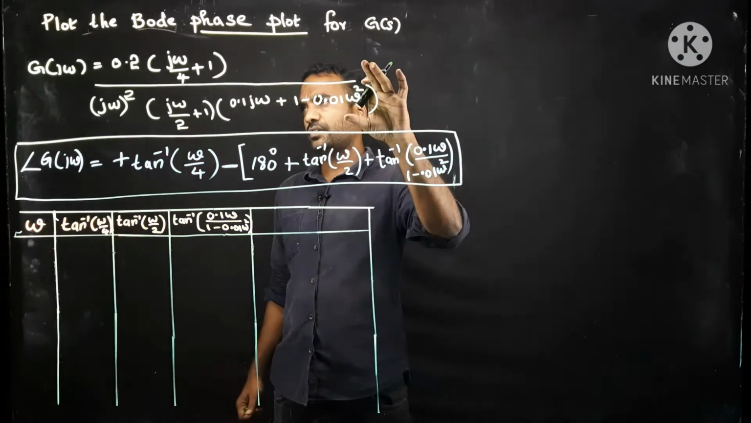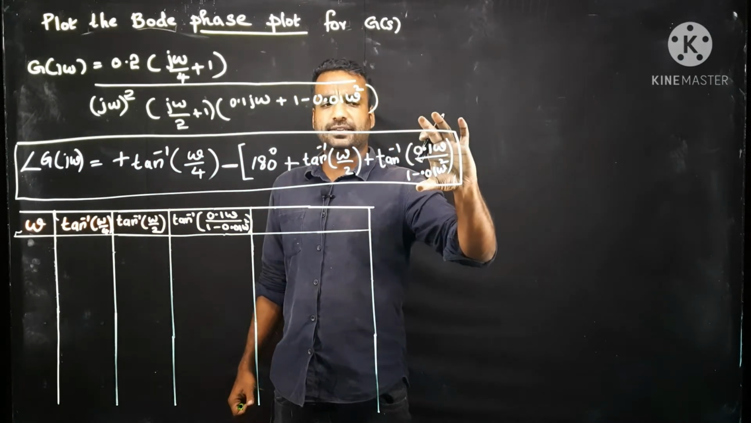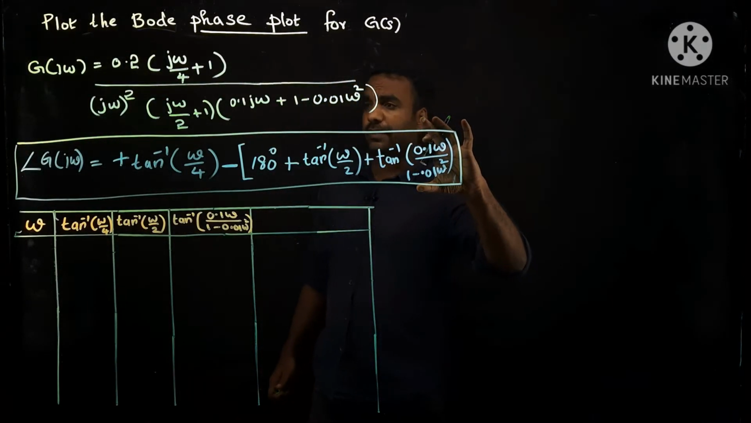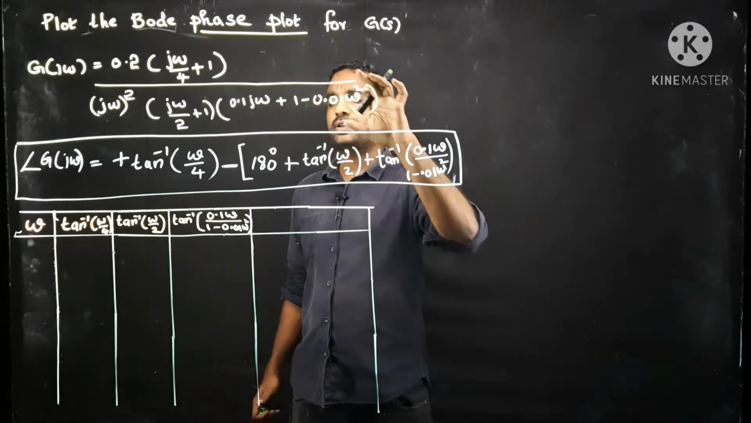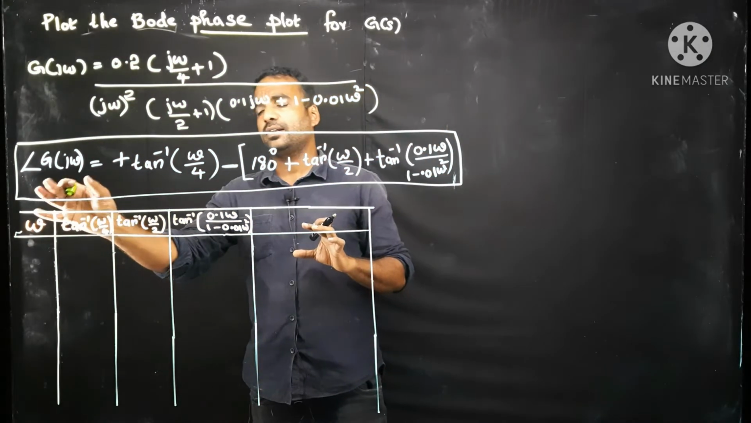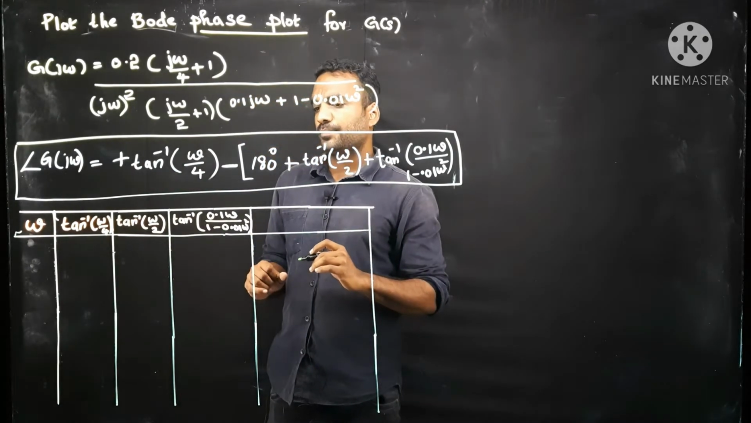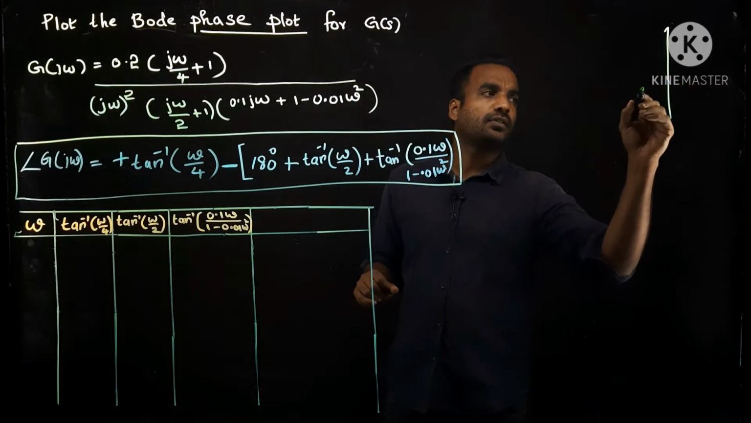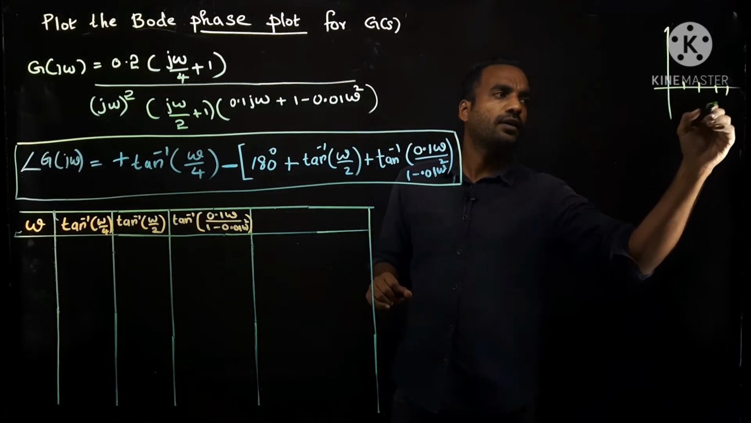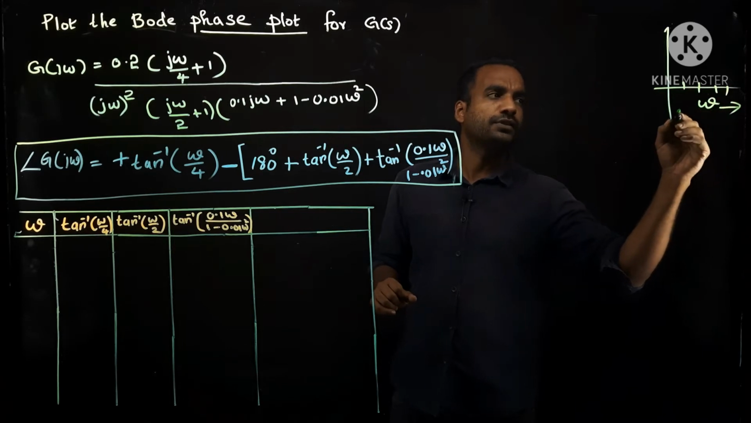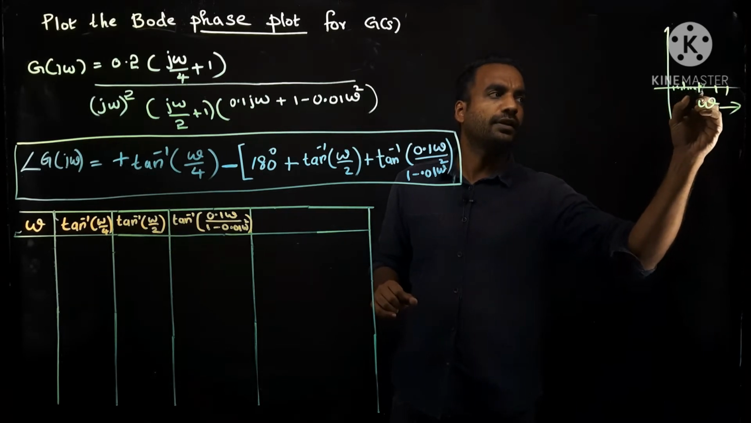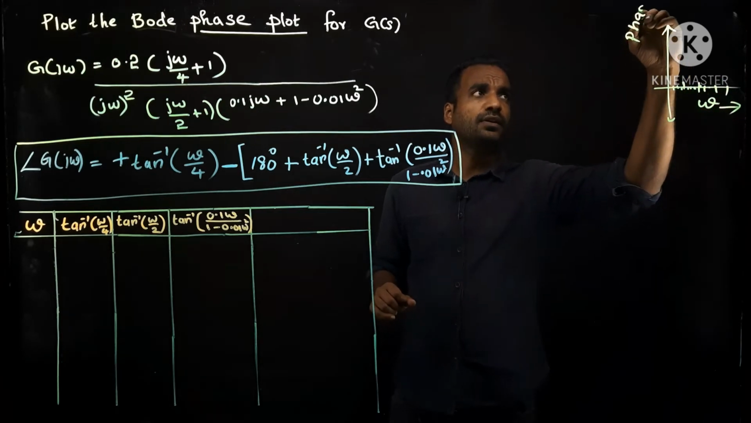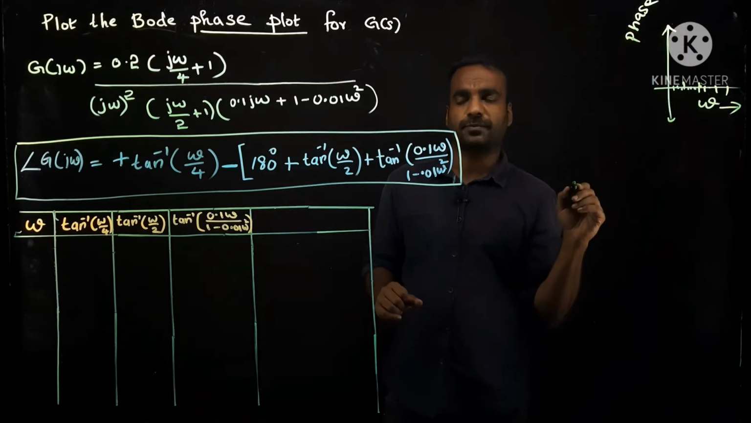Okay, so this was our j omega mod transfer function, and this was the equation we derived from this j omega equation, which represents the angle of G of j omega. So we know that in the x-axis we have to take omega frequency, which may be on semi-log sheet, non-uniform distribution, and on the y-axis we have to take the phase for drawing the phase plot.